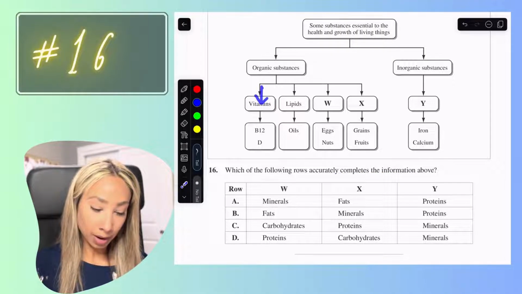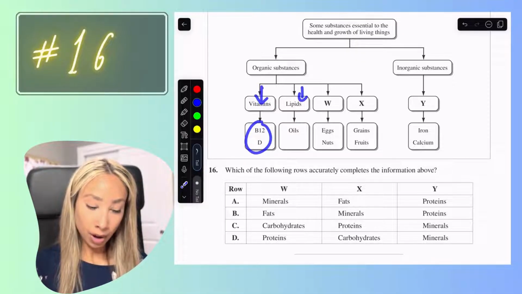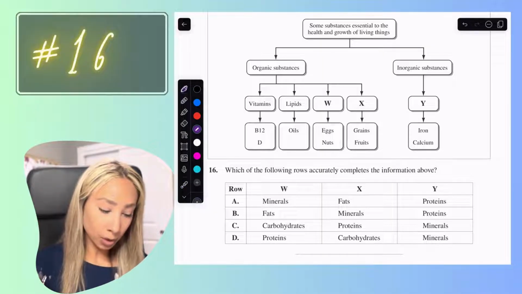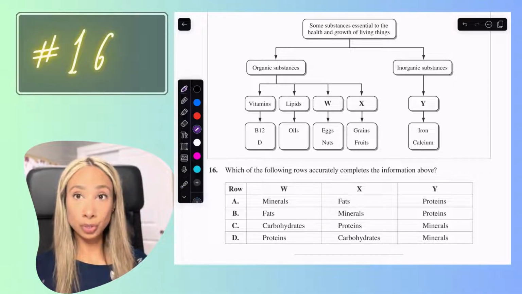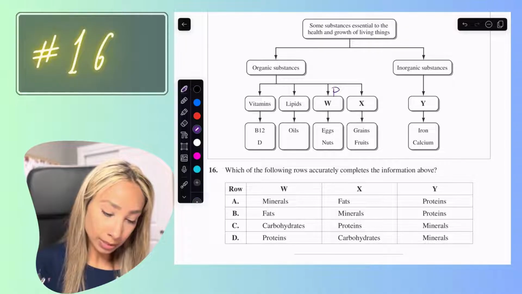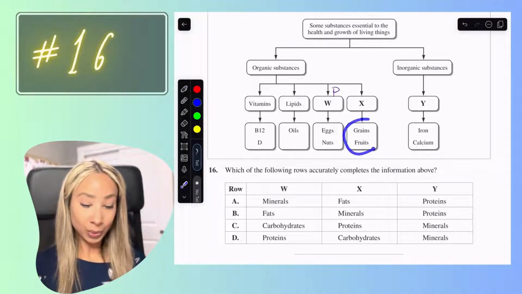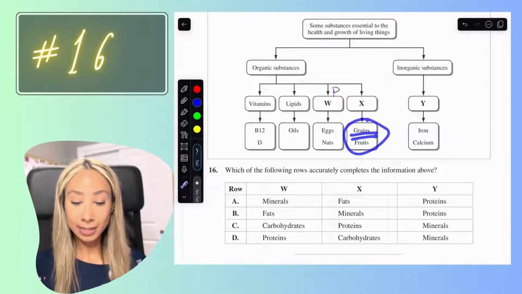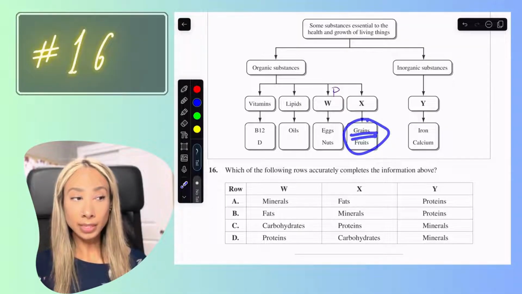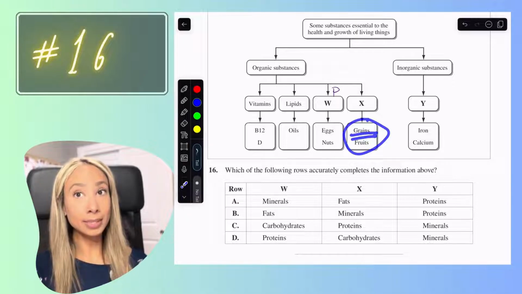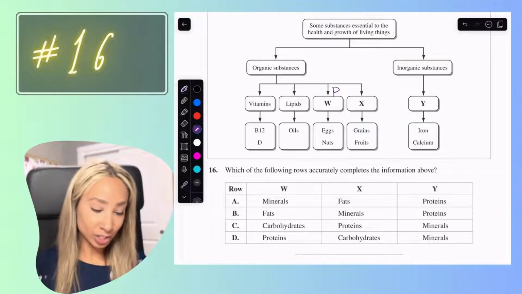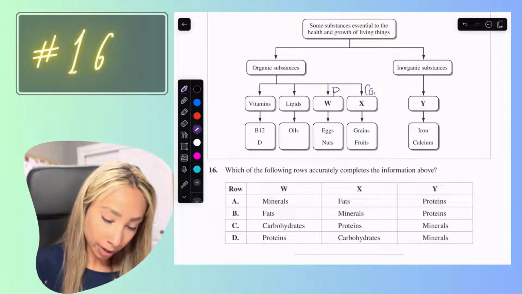So we've got our vitamins, we've got our lipids, and then we have our eggs and our nuts. So our eggs and our nuts, when we think about the nutritional food group, it's really going to be our proteins. We have our grains and our fruits, and this is the one that I was talking about earlier, where we tend to think of this group as just grains, but it does include our fruits, to give us a lot of energy. So this one's also going to be our carbs.